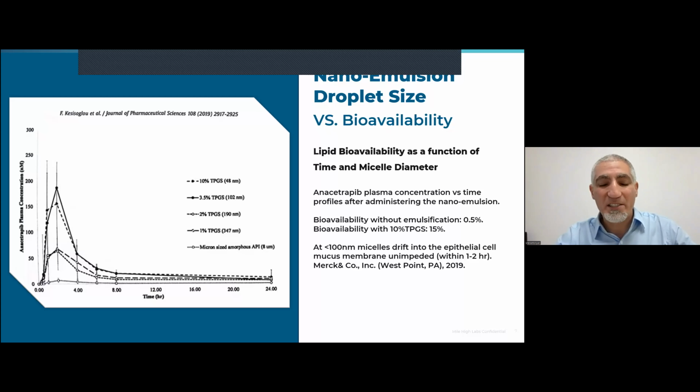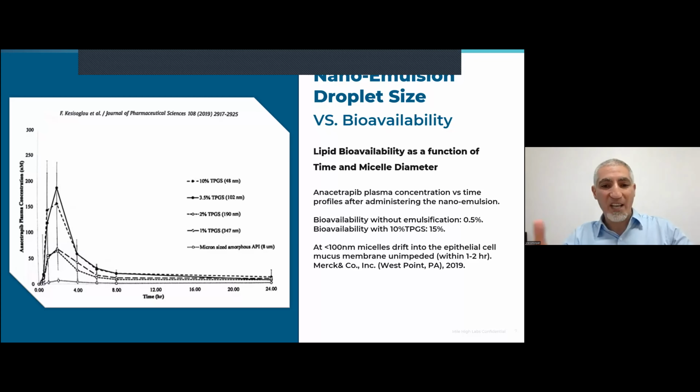So here, because all the lipids behave similarly in the body, I found a really good study that was done with the anacetrapib plasma concentration versus time, and this is in dogs in vivo. So this graph perfectly illustrates how lipids behave in the body, even though it's dogs, but it behaves similarly in the human body as well. So here you have micron size, amorphous API. So it's basically dogs 8 micron powder.